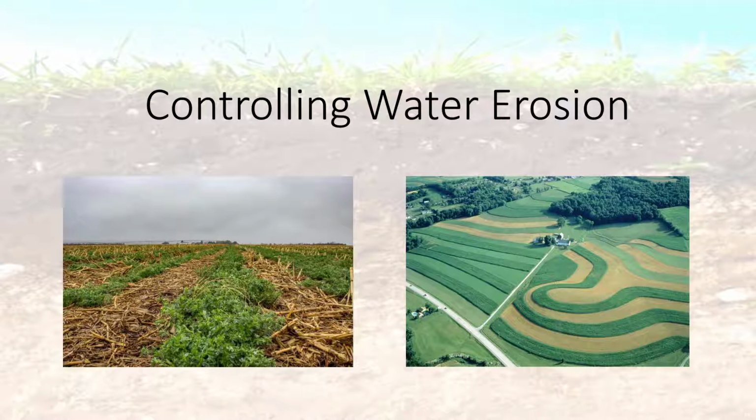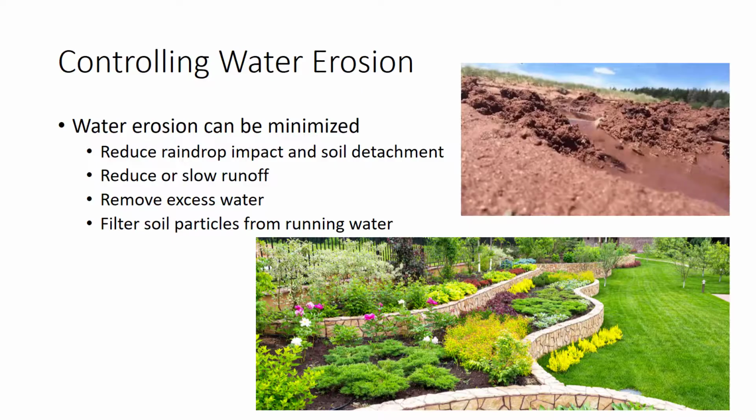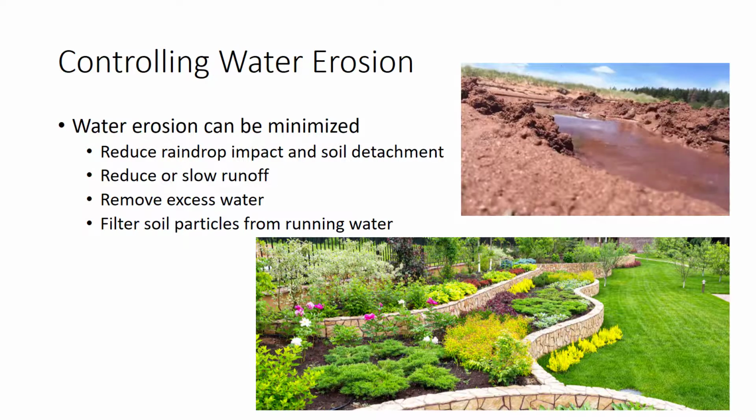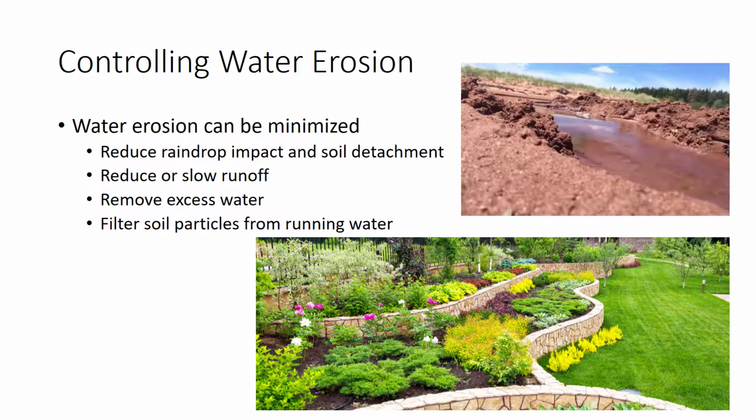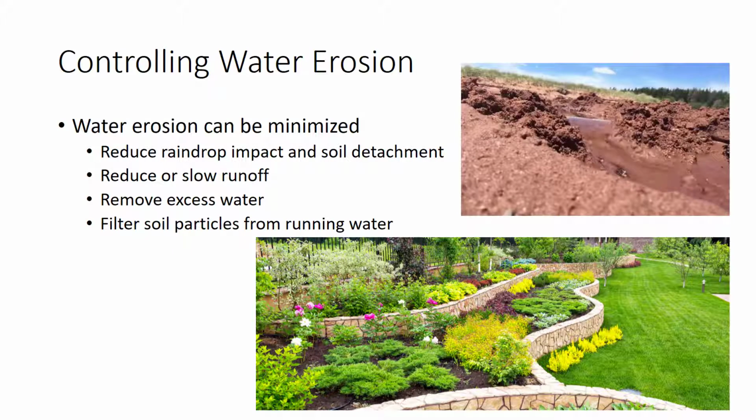I'm Dr. DeBusk, and in this video, I'll discuss methods for reducing water erosion. All methods of controlling water erosion are based on one of four actions. First, reducing raindrop impact to lessen detachment. This can be done by growing vigorous crops that fill in the canopy quickly, leaving crop residues on the surface, mulching, or by growing a total vegetative cover.